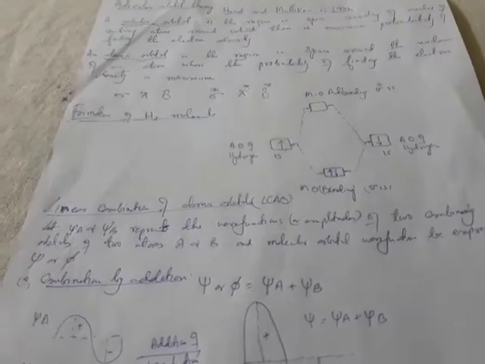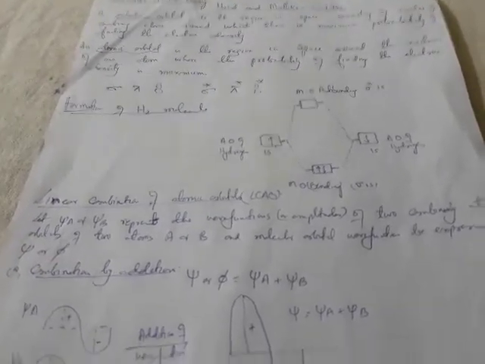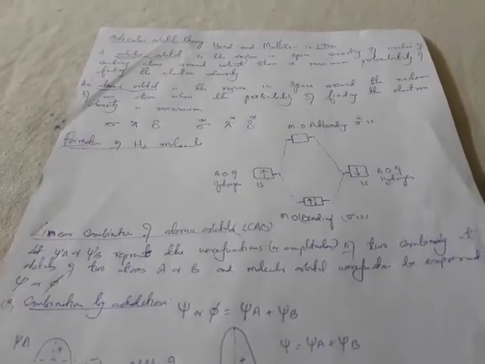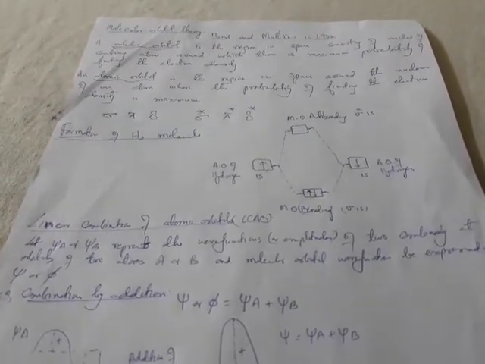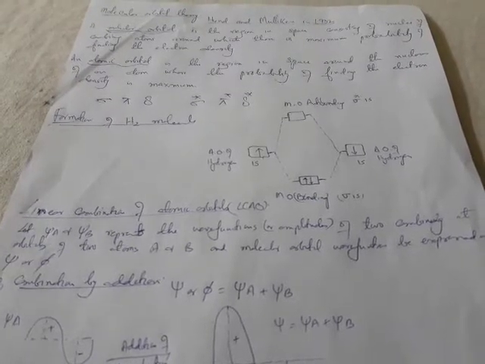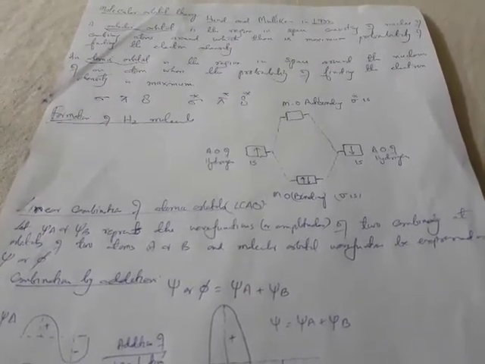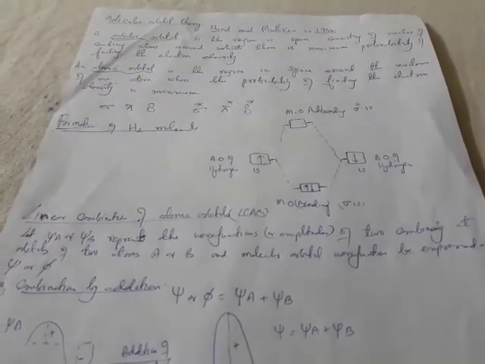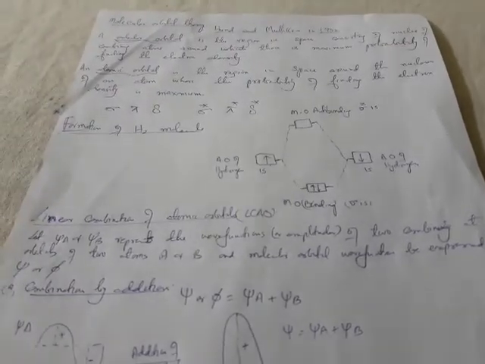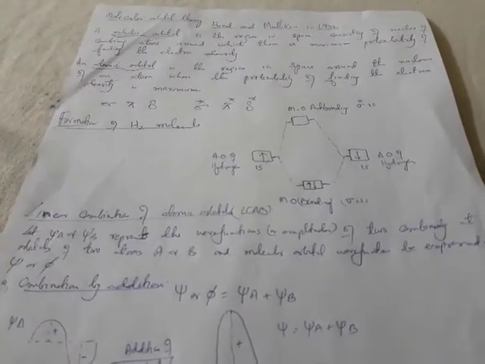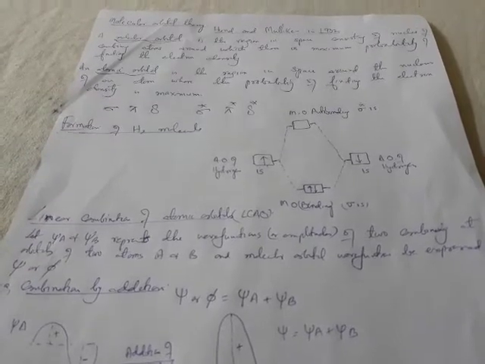As I have told you, this theory was put forth by Hund and Mulliken in order to explain the formation of a covalent bond. As per this theory, a covalent bond is formed between two half-filled atomic orbitals having oppositely spinning electrons, and these atomic orbitals then merge to form molecular orbitals.